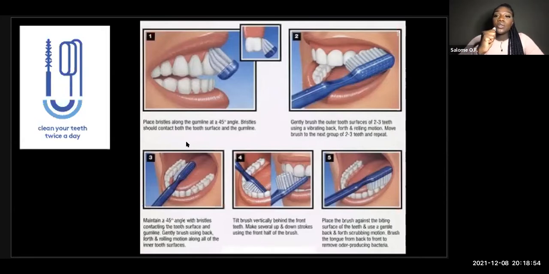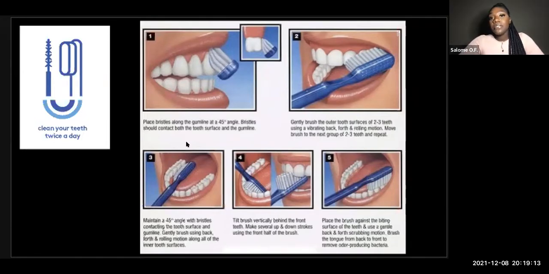And the goal is to focus when you're brushing your teeth. I know some people, they wake up, they're just brushing. You have to take your time. You have to take a total of 2 minutes to brush your teeth. It may seem long, but 2 minutes isn't long for you to maintain your teeth.